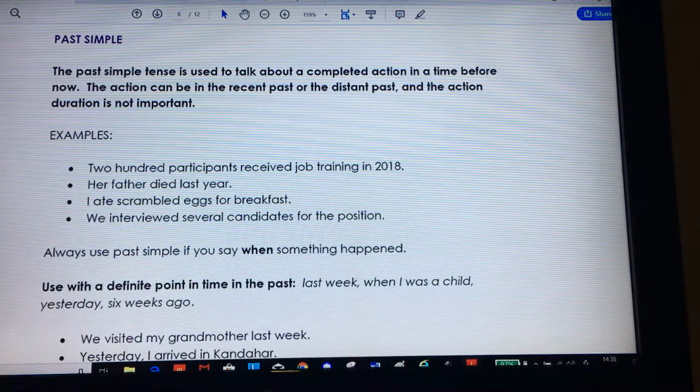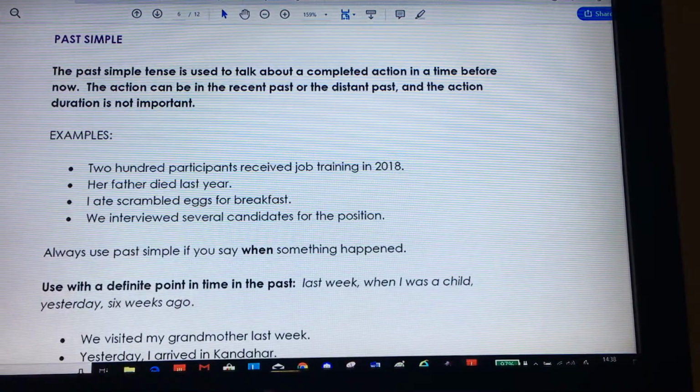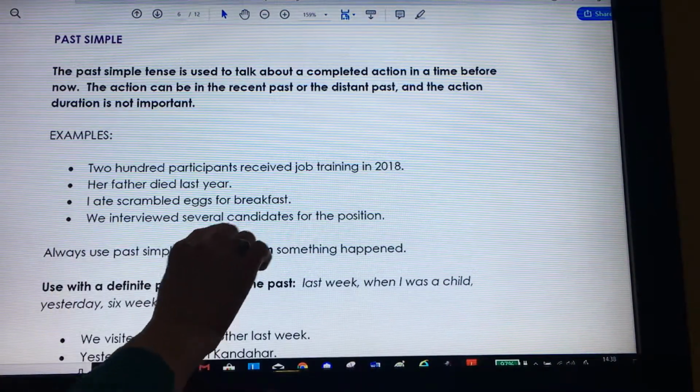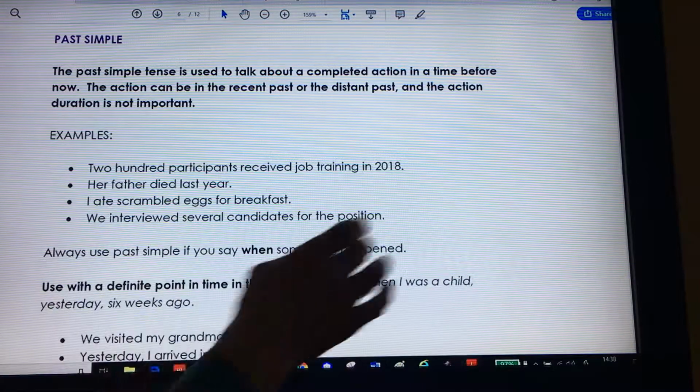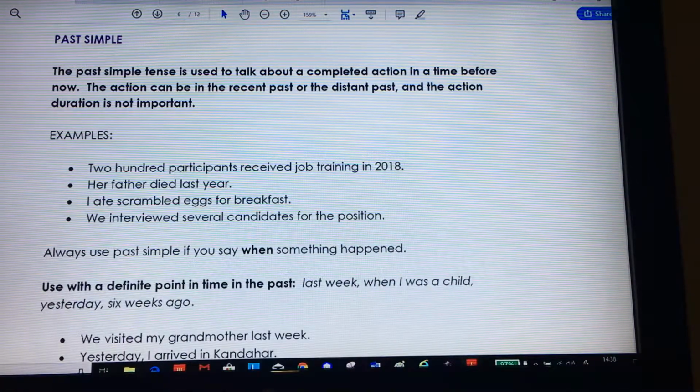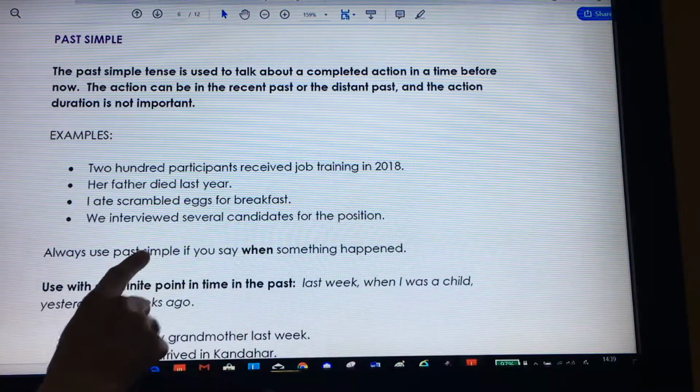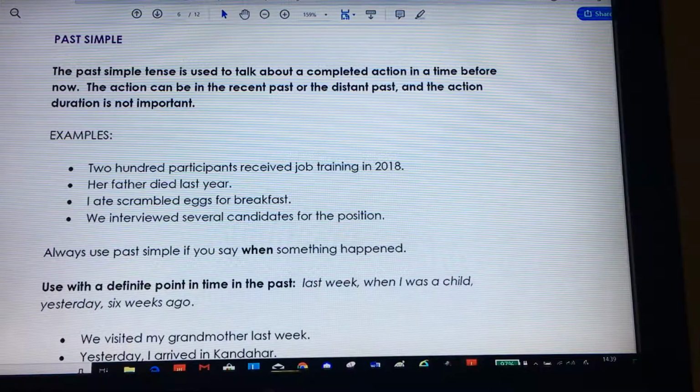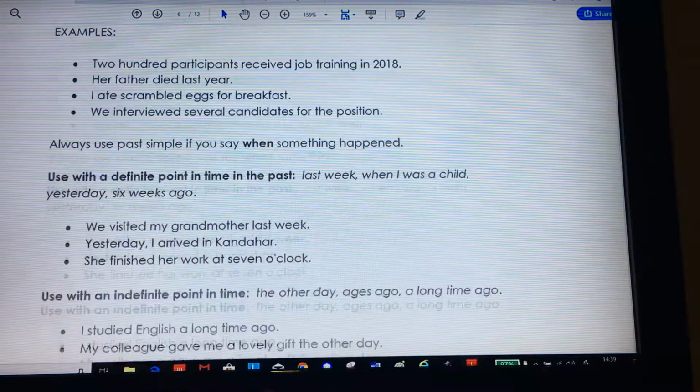That's a completed action. Breakfast is over. I ate scrambled eggs for breakfast. And we interviewed several candidates for the position. You're not using a time expression there, but you're saying that this is an action that you have completed. A simple rule that you use with past simple is that if you say when it happened, you will have to use the past simple because you're talking about when that action was completed.